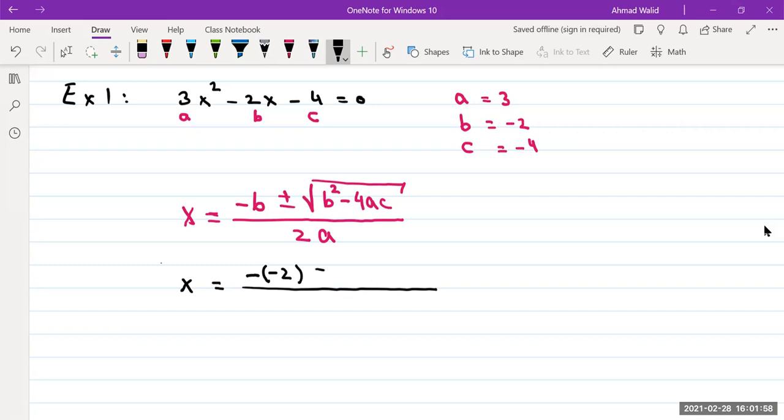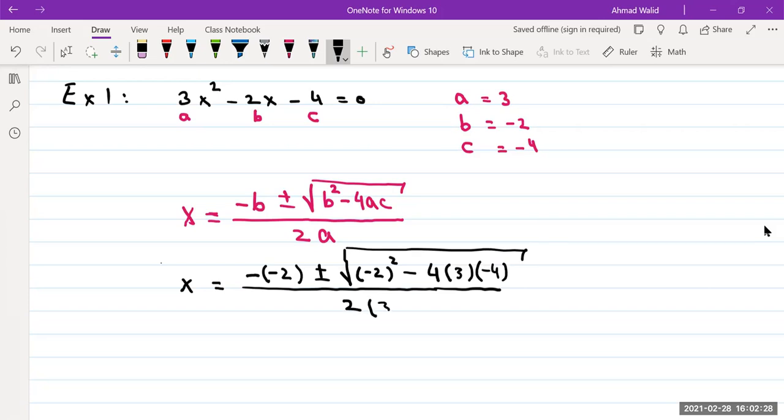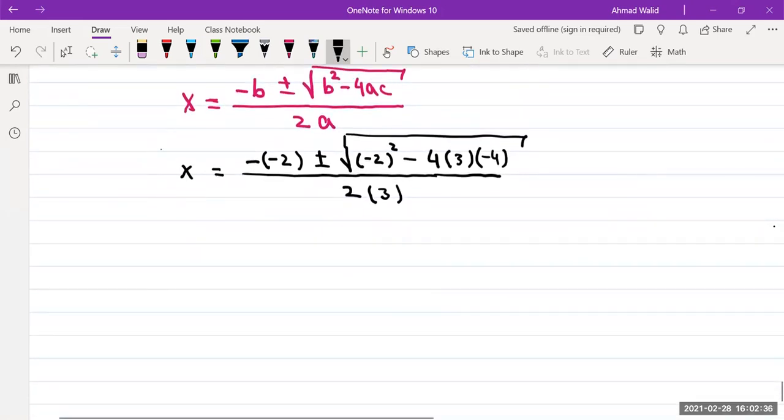Correct? Plus minus square root of b squared. How much is my b? Negative 2. You see, I'm using parentheses because I want to square the negative also. Minus 4 from the formula, ac. a is 3 and c is negative 4. All over 2 times a, which is 2 times 3. Now, slowly, carefully, do the operation and simplify.